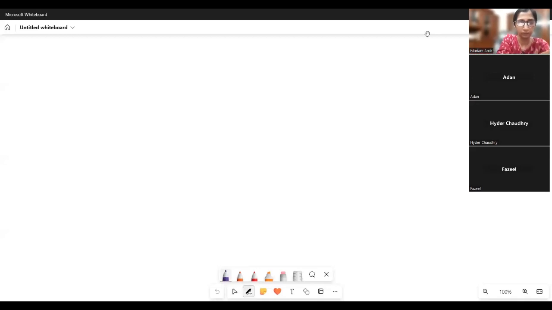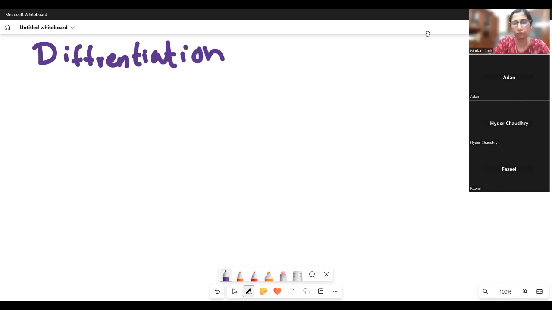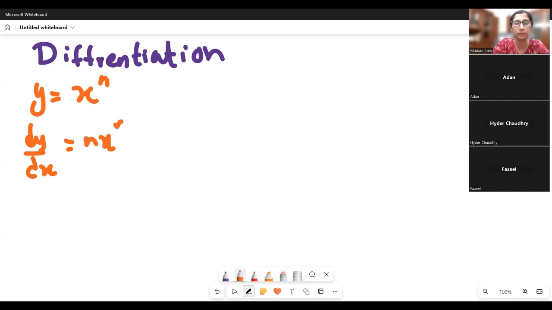So it's still on the topic of differentiation. Let's quickly recap what we've done so far. We had already discussed that in AS levels, we did the differentiation of a function in the form of x power n, and the derivative of that was nx^(n-1).